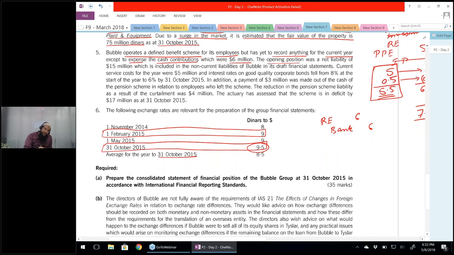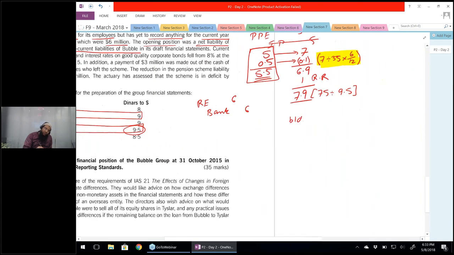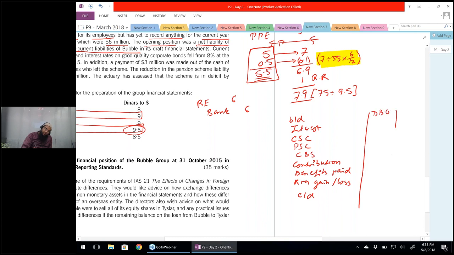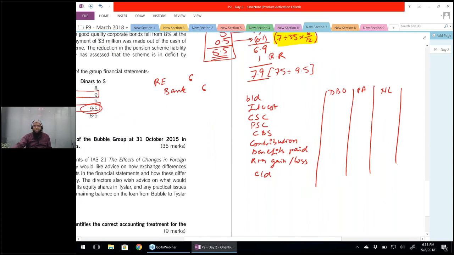The opening position was a net liability of $15 million, which is included in the non-current liabilities of Bubble. So in the DBO, what we do is write the brought down, the interest cost, the current service cost, any curtailment and settlement if we have, any past service cost if we have, the amount of the contribution paid, the amount of the benefits paid. And then we have a remeasurement gain or loss, and then finally a carried down. So this is a standard table that you need to remember. In this we have columns for the DBO, the plan asset, and the net liability. These are three columns that we normally prepare in an IAS 19 question.